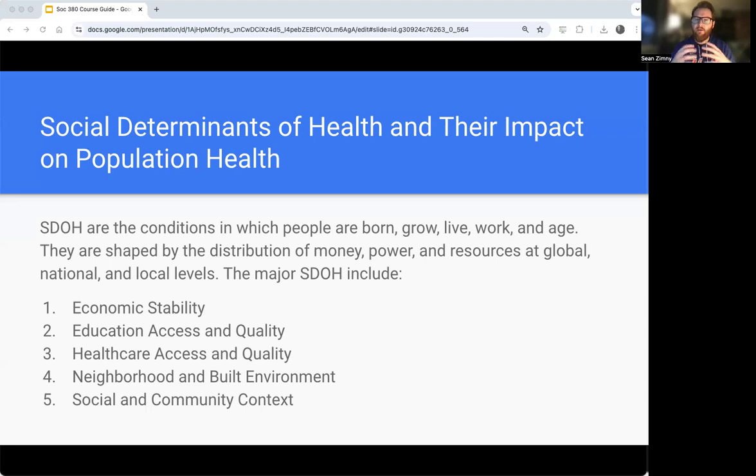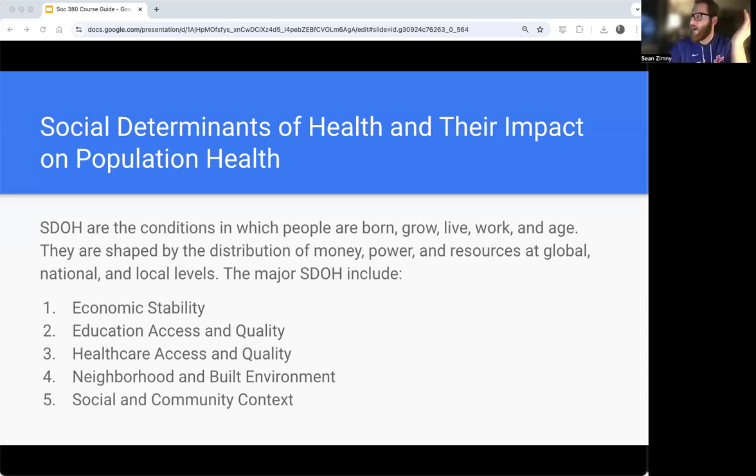But think of the social determinants of health as the non-medical factors that impact your health and longevity. So again, examples are your income, job, education level, even your zip code, your geographic location. Many social determinants of health are out of your control. And some key social determinants of health that I wanted to include here, these five: economic stability, education access and quality, healthcare access and quality, neighborhood and built environment, and then social and community context.